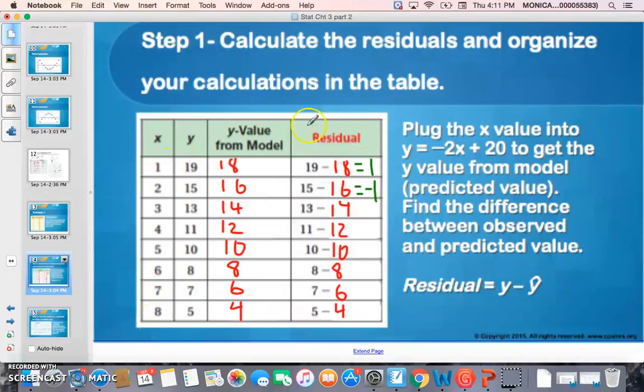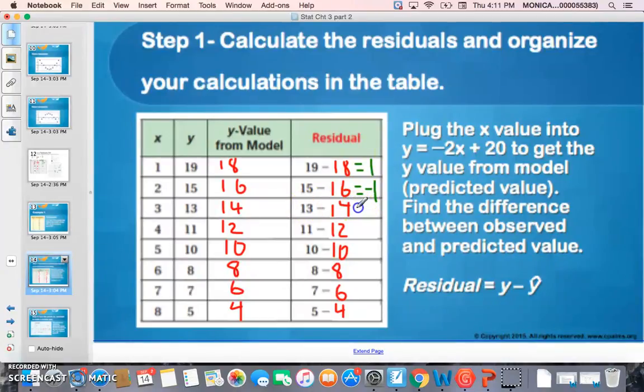And then finally I calculate my residual. And again, my residual is my observed values here, subtracted from the predicted values, which are here. And so going down the line, 19 minus 18 is 1. 15 minus 16 is negative 1. Again, this is going to be below the model. This is going to be above the line of regression.